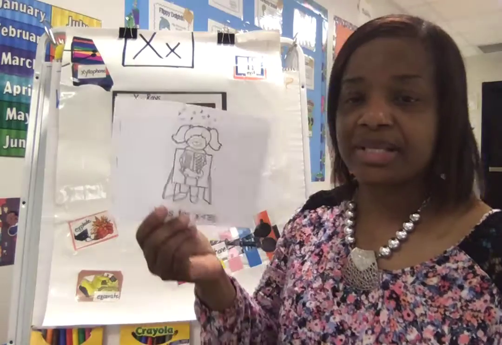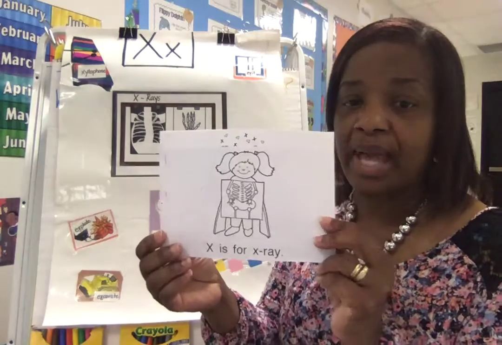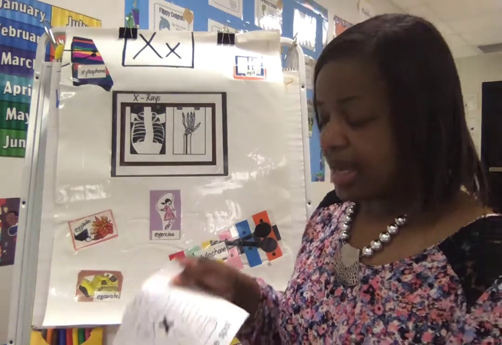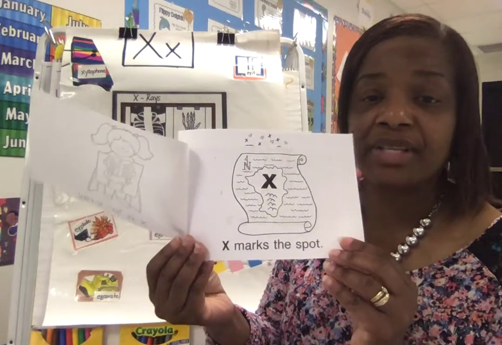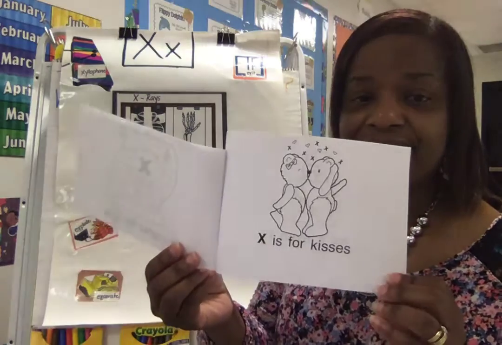All right, let's keep going with our X activity. We have our lightning words: is, for, on, and my. Let's picture walk and see what we're reading about. There's an X-ray, an X-ray. Here, X marks that spot. You see that? There's an X location telling where you are. Kisses, kisses. And she has a lot, doesn't she?